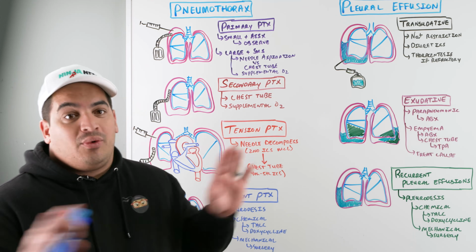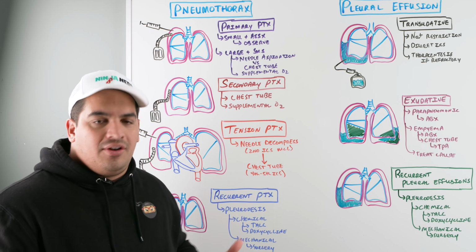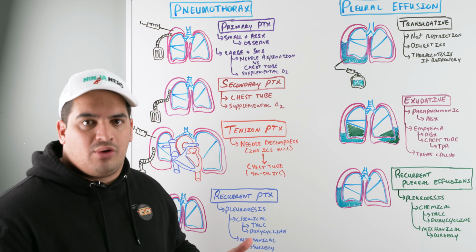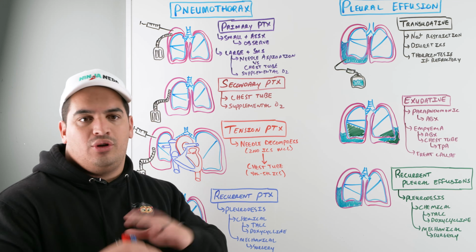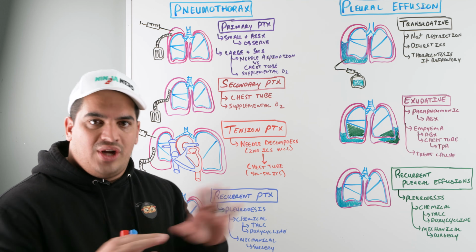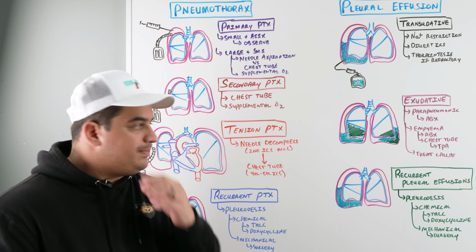If it's a secondary pneumothorax, generally those patients have underlying lung diseases. They have some type of underlying traumatic cause or iatrogenic cause. Chest tube, generally that's the best goal there. So chest tube for a secondary pneumothorax with supplemental O2.